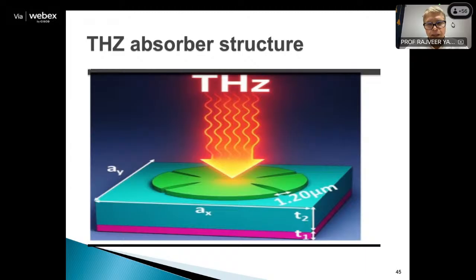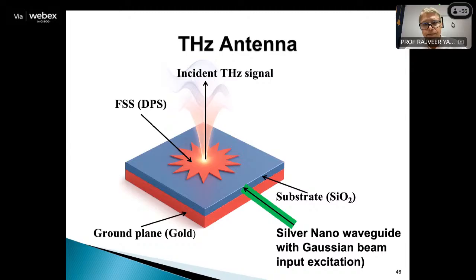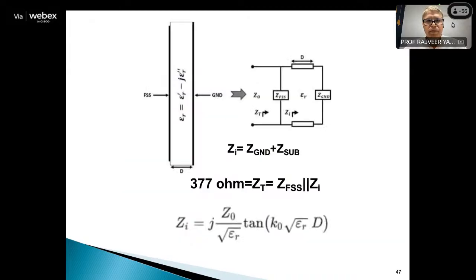Now, this is one structure where dimensions are in micrometers. Here, this is a different structure where the feed is different. We have used a Gaussian beam and silver nano waveguide to develop these structures. This is the theory behind the structure, that we need to match the input impedance to the free space impedance, which is 377 ohm.